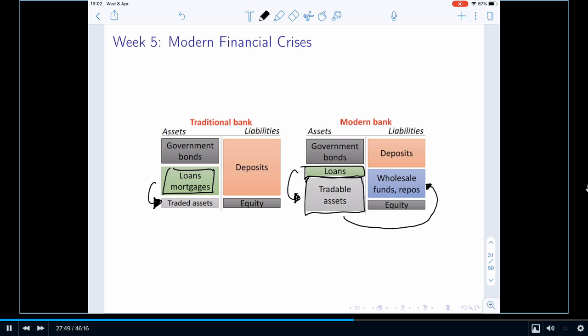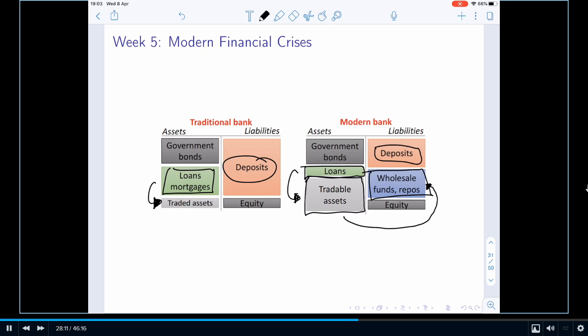So a traditional bank depended primarily on lots of small deposits from individual customers to finance its asset purchases. A modern bank instead still has deposits, but also has a whole lot of wholesale funding, often in the form of repurchase borrowing arrangements from other banks.